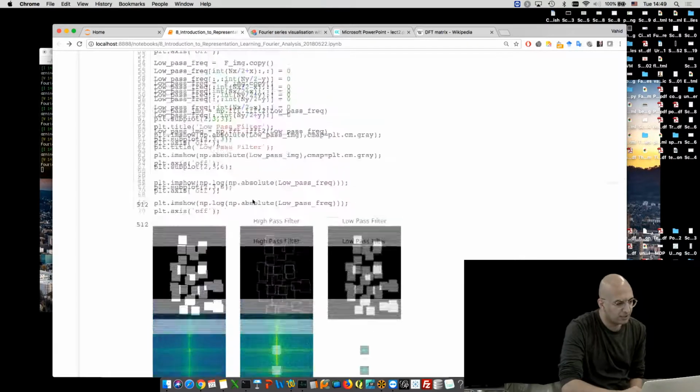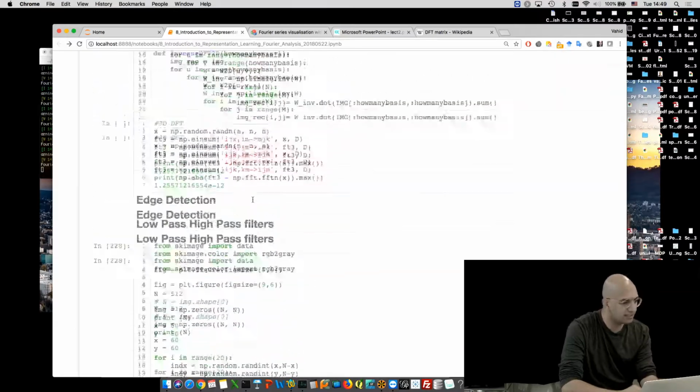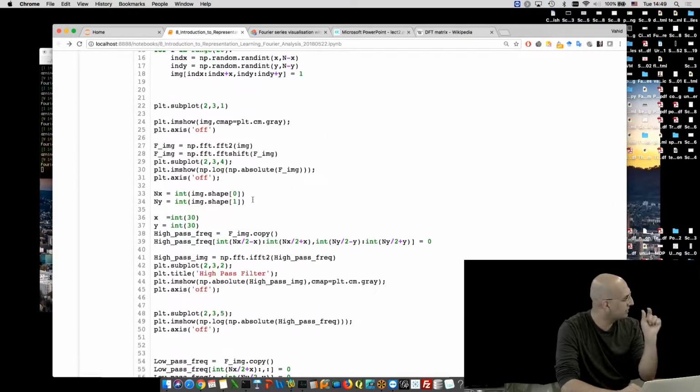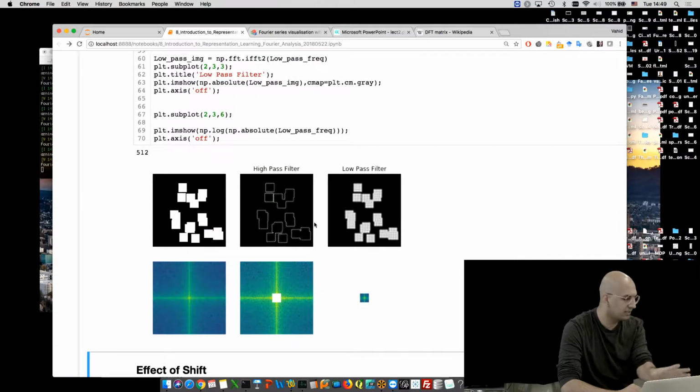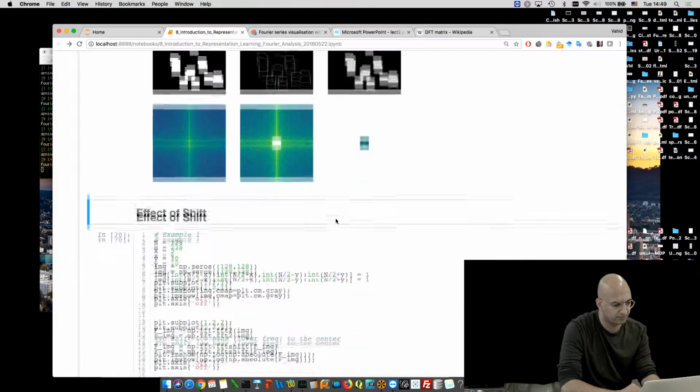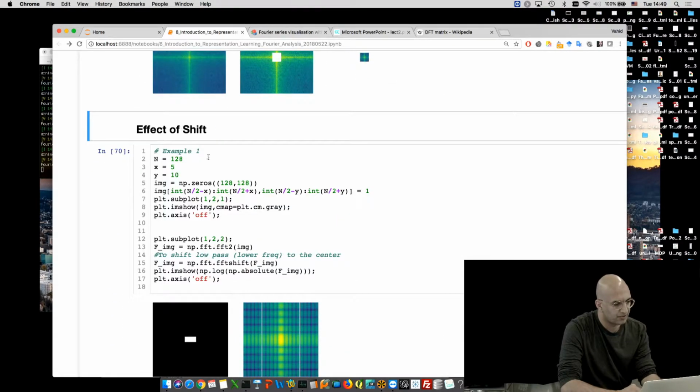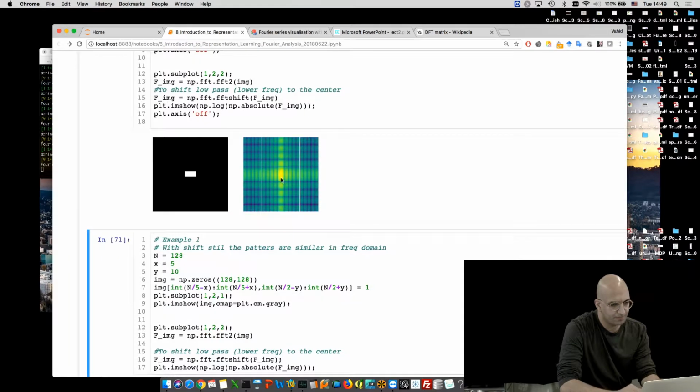So what I do is similar to this denoising thing, but I only use the high frequency or low frequency, and then by that you get this. But it's not in any way the best way, so you need to test many other methods if you want to do this. So the effect of shift, for example, also is interesting.